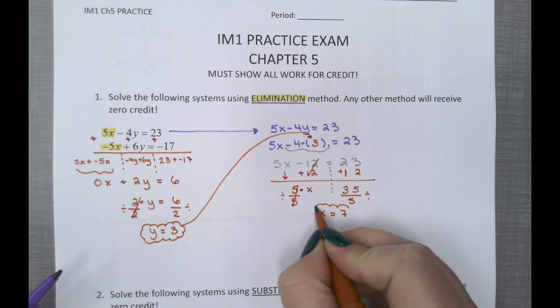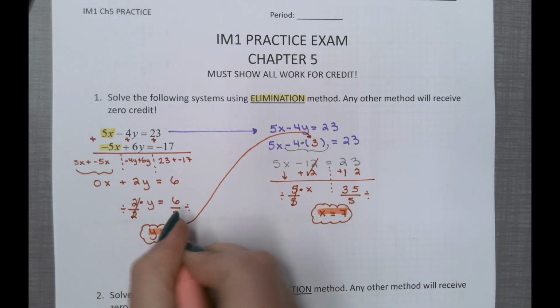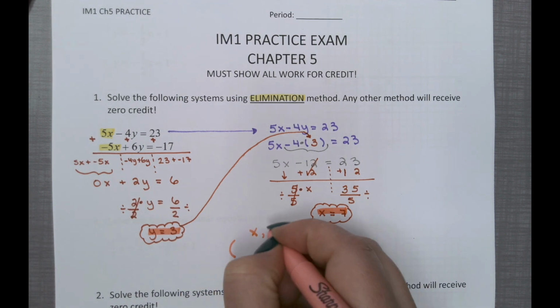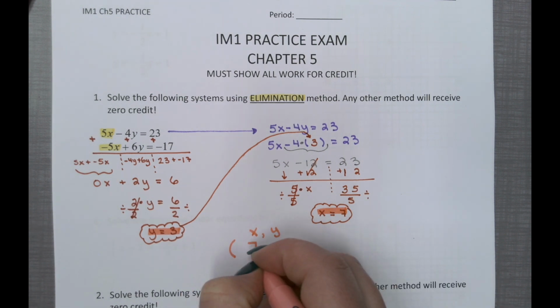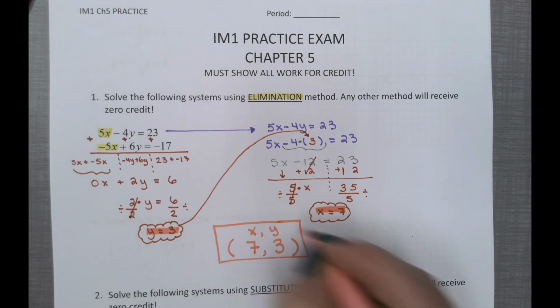And once again, I'm going to put that in a thinking bubble because that is not our answer. So our answer is the combination of both the x and the y. When you write your answer, you want this in an x, comma, y format. Our x is 7, comma, our y is 3, and this is our answer.